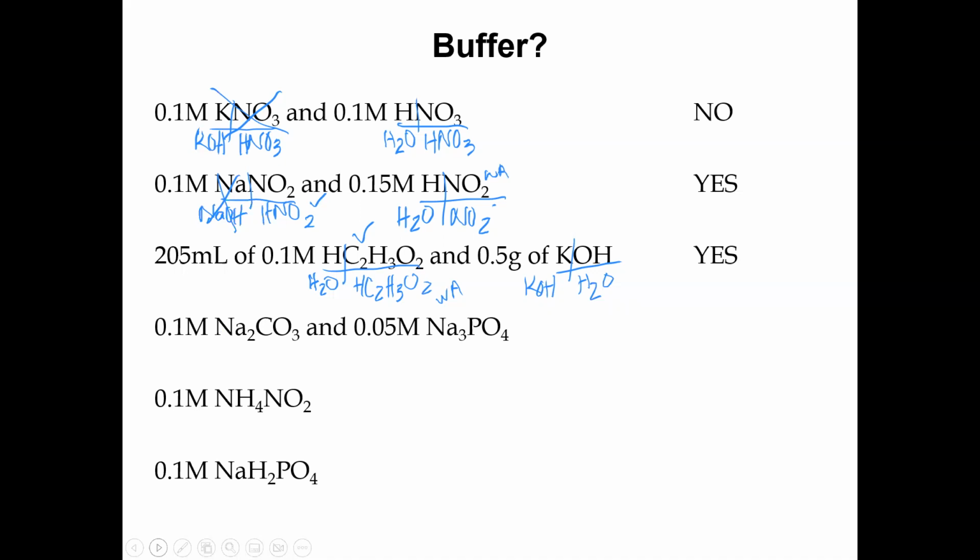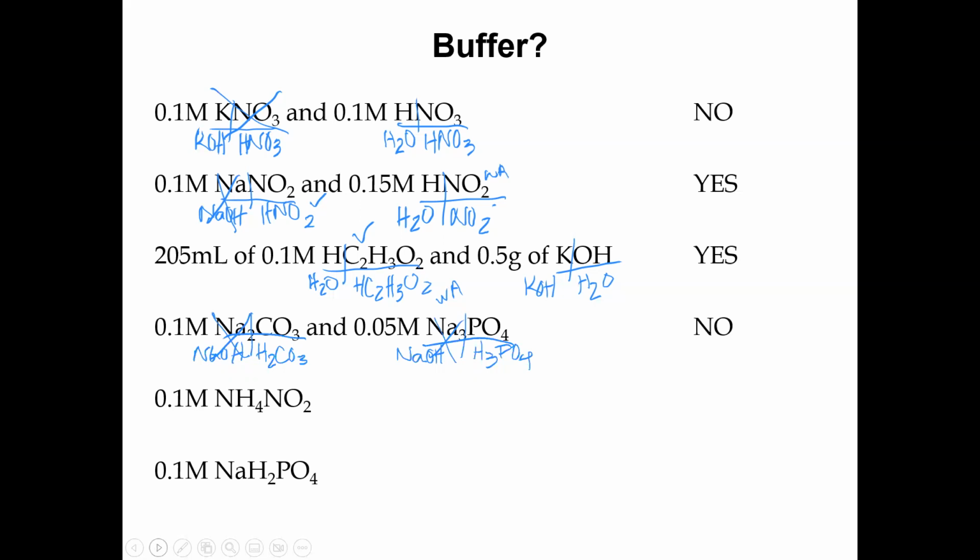Looking at our next one, we have sodium carbonate and sodium phosphate. This would produce sodium hydroxide and carbonic acid, and sodium hydroxide and phosphoric acid. We have a substance that can react with hydrogen in both of these, but we do not have anything that will react with the hydroxide because it would produce a strong base in either way. So that cannot act as a buffer.